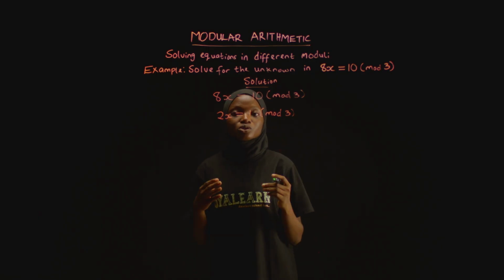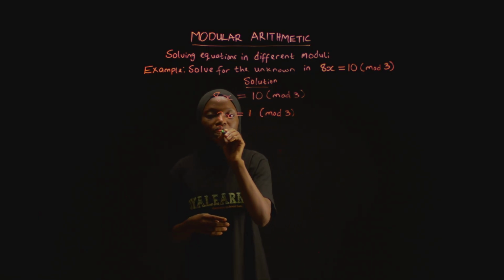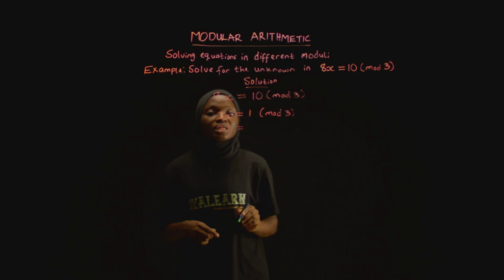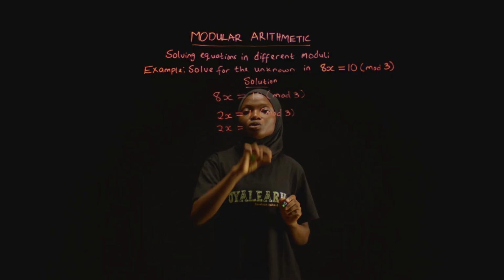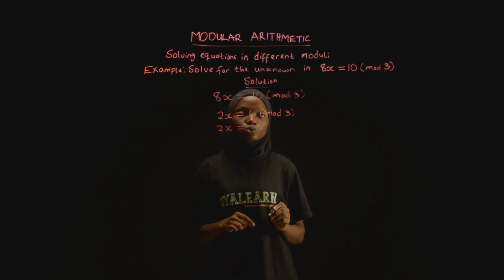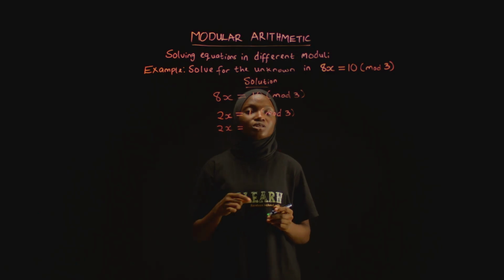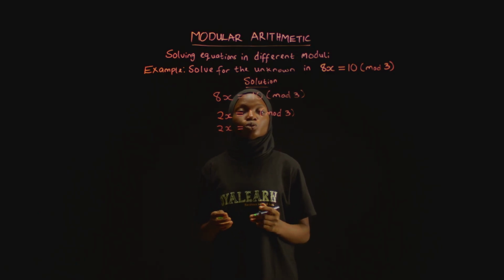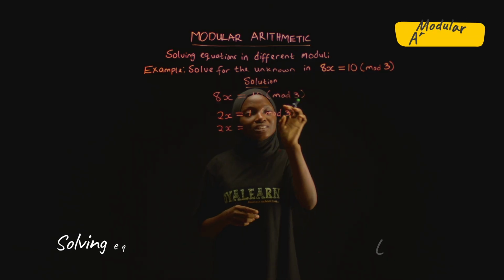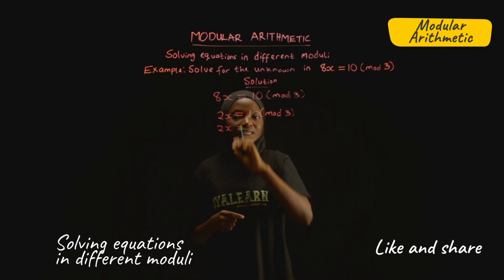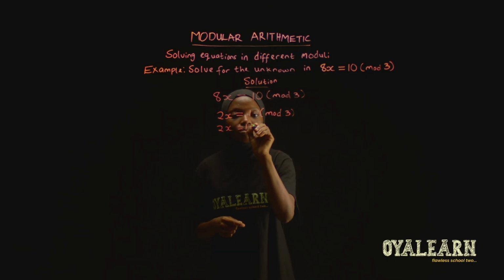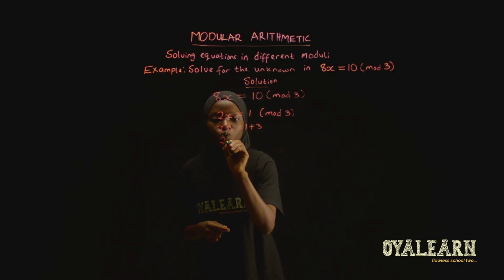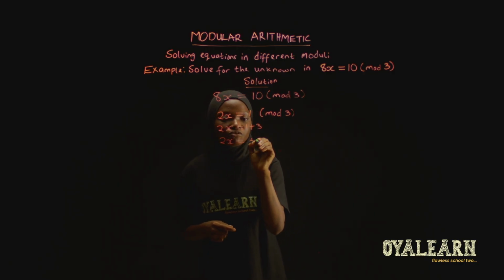Then from here we can solve further by saying 2x equals, now here when we want to solve this normal simple equation, we have to divide both sides by 2. But we realize that 1 is not divisible by 2. So to change that, we have to add the mod 3 to this side. So we have 1 plus 3. And we have 2x equals 4.